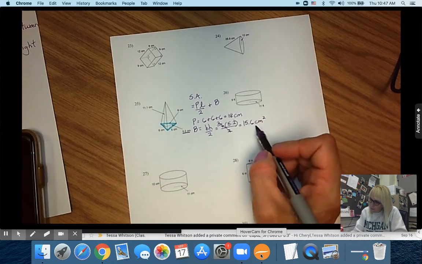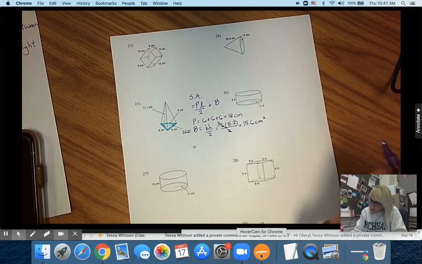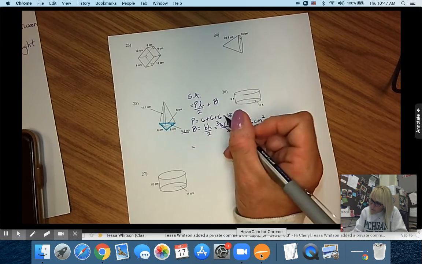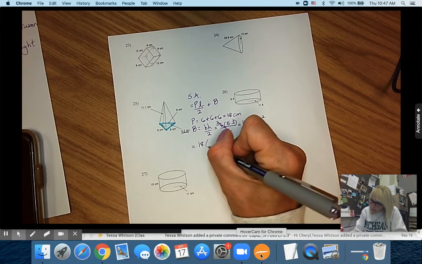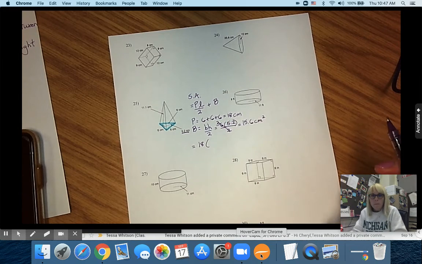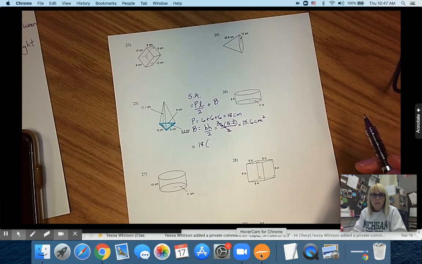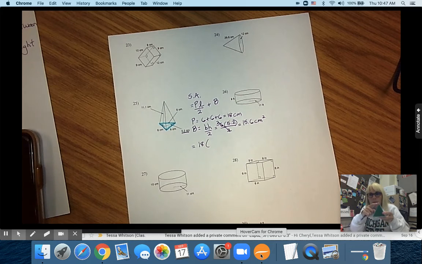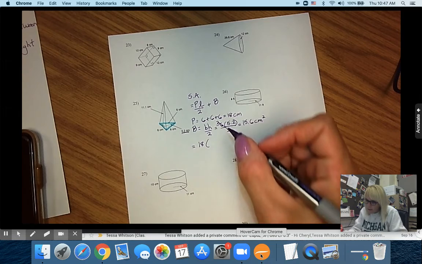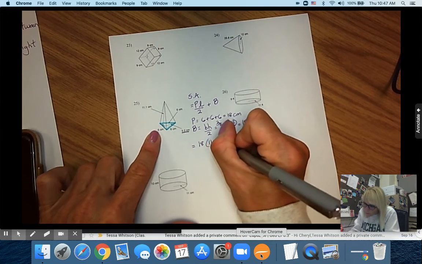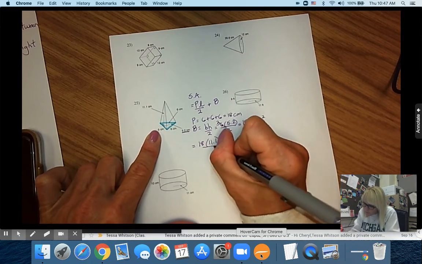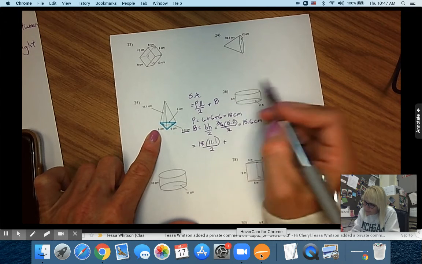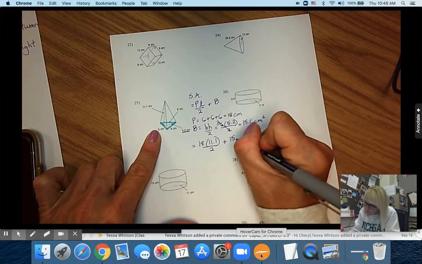Now that I have capital P and capital B, I go back to my original formula. Capital P is 18, the perimeter of the base, times the slant height. So I go back to my picture. What is the slant height of this triangular pyramid? Slant height, remember, is this length, okay? So the slant height of this pyramid is 11.1. We want to divide that by 2, and we want to add capital B, which is 15.6.